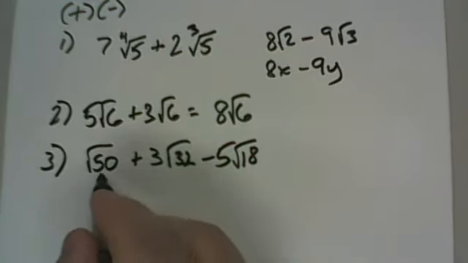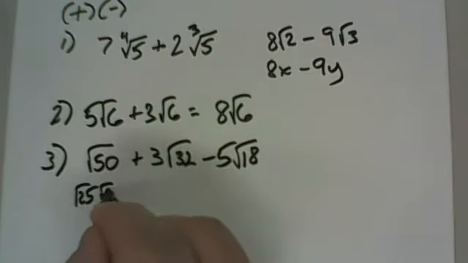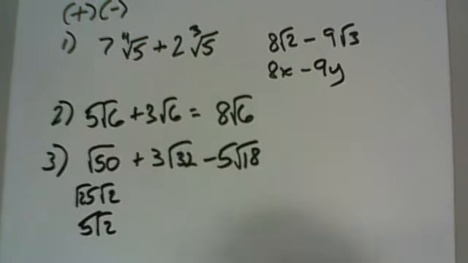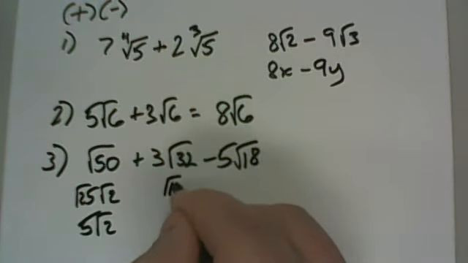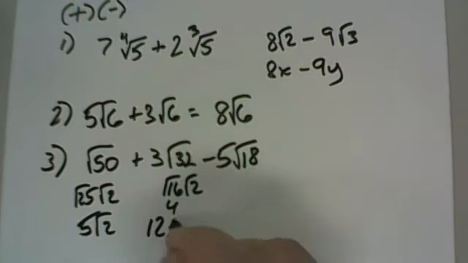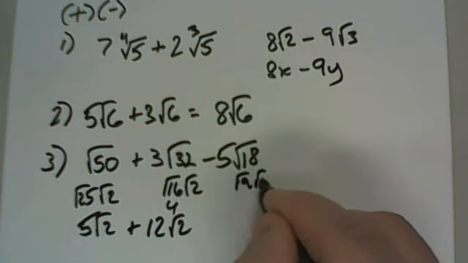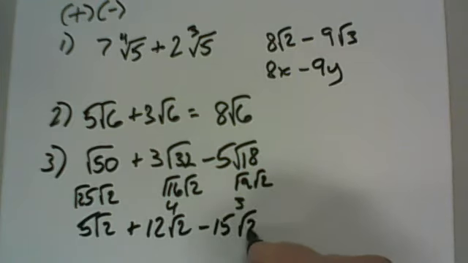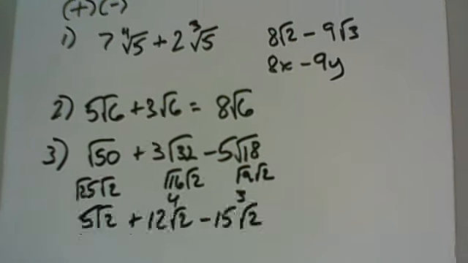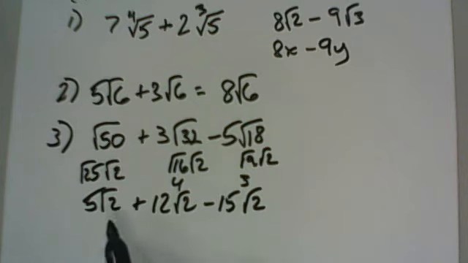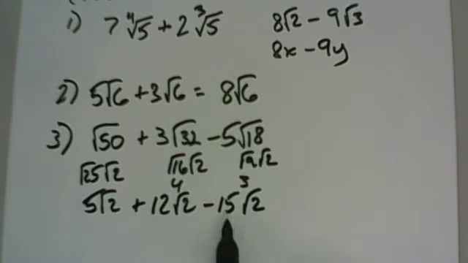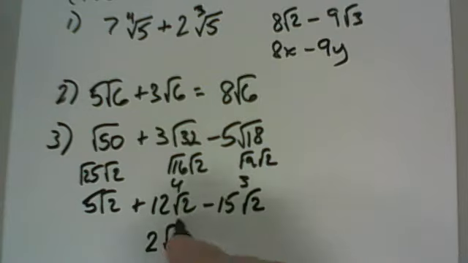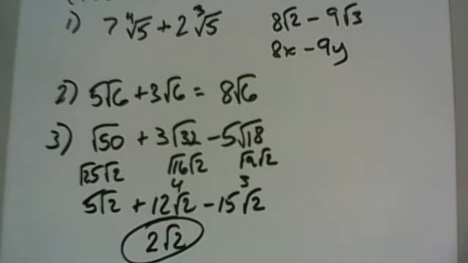For example, square root of 50 you could write as the square root of 25 times the square root of 2, which is 5 radical 2. The square root of 32 is the square root of 16 times the square root of 2, which is 4, and 4 times 3 is 12 radical 2. Square root of 18 is like the square root of 9 times the square root of 2, and the square root of 9 is 3, and 5 times 3 is 15 radical 2. So now they are all radical 2's, and now we can add them together. 15 plus 12 is 27... 17 minus 15 is 2 radical 2. So all of that would simplify to 2 radical 2.